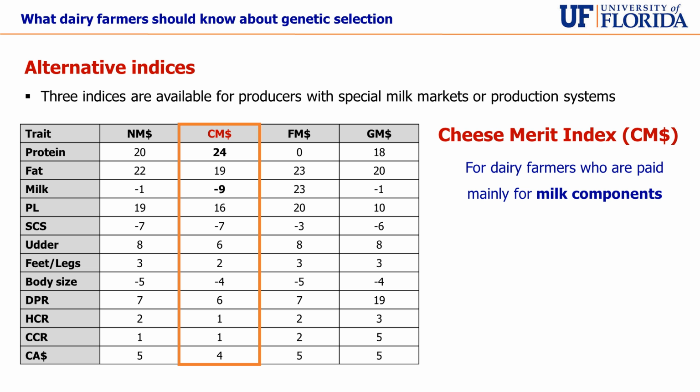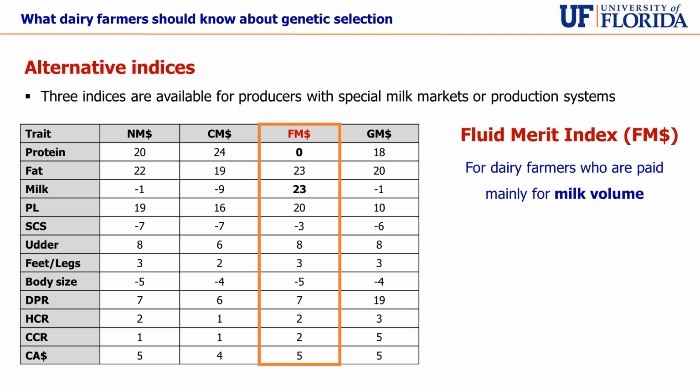So we have three alternative indices that are for producers with a special milk market or production systems. One is what we call the cheese merit index. As you can see here, the cheese merit index compared with the net merit index put more emphasis on protein and put more negative emphasis in milk volume per se. And this is basically for dairy farmers who are paid mainly for milk components.